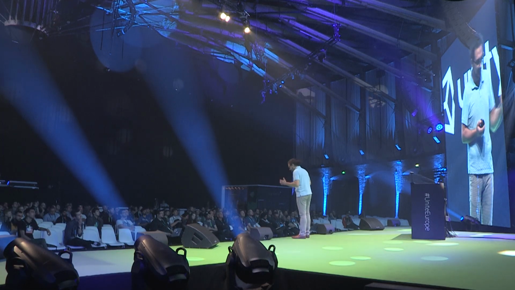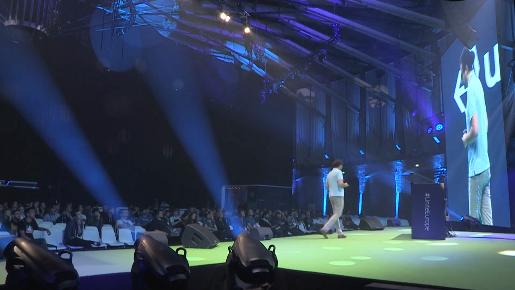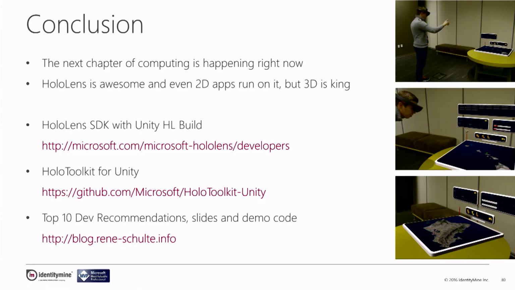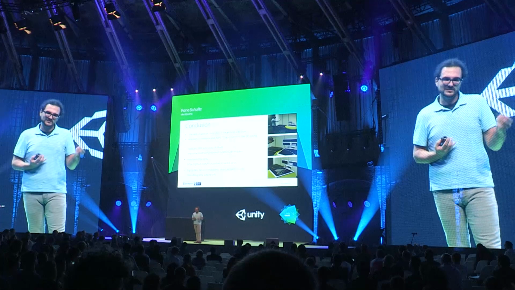Good, we're almost at the end. Four minutes left, so time for conclusions. The next chapter of computing is happening right now. That's what I'm really sure about. We have all those amazing VR devices, and we have augmented mixed reality devices like the HoloLens. And the HoloLens is really one of a kind. You cannot compare it to anything else on the market. It has spatial mapping, it has those special lenses, this holographic view, if you will. And it's amazing, and I think it will change how we interact with computers.